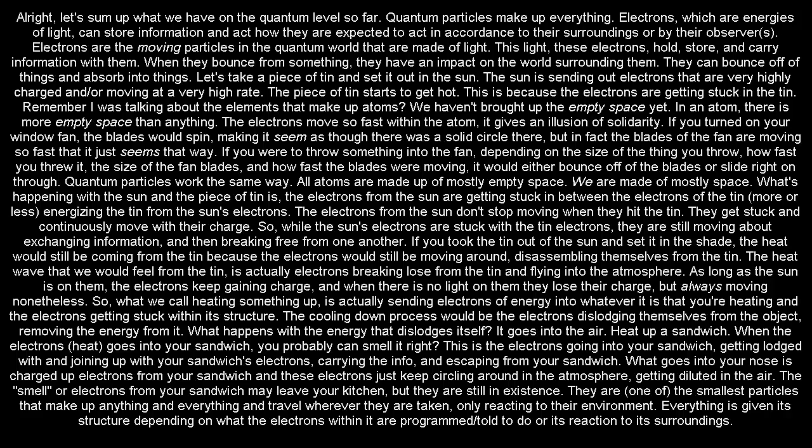If you took the tin out of the sun and set it in the shade, the heat would still be coming from the tin, because the electrons would still be moving around, disassembling themselves from the tin. The heat wave that we would feel from the tin is actually electrons breaking loose from the tin and flying into the atmosphere. As long as the sun is on them, the electrons keep gaining charge, and when there is no light on them they lose their charge, but always moving nonetheless.